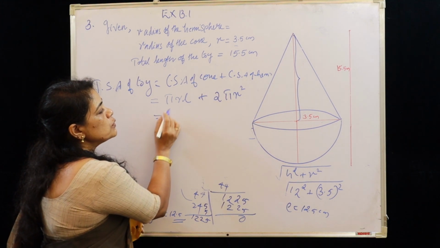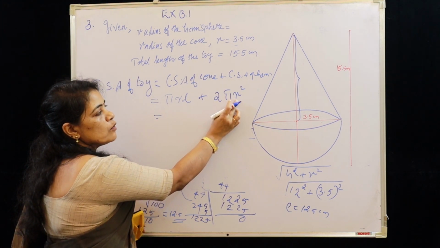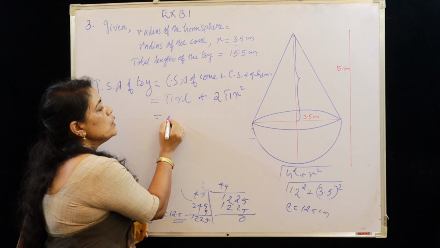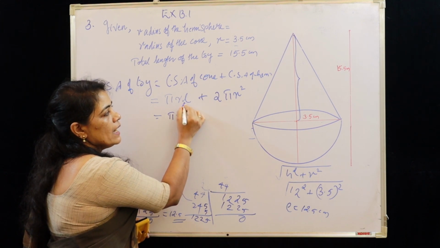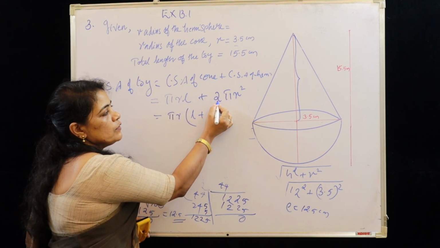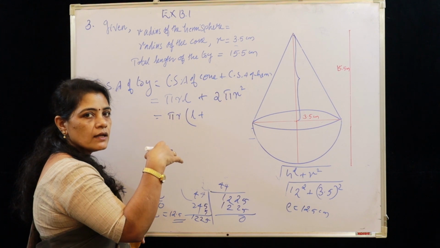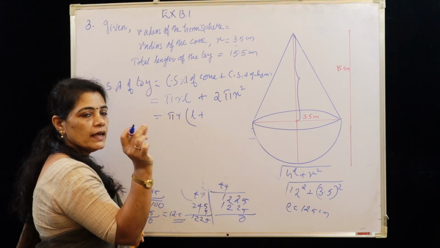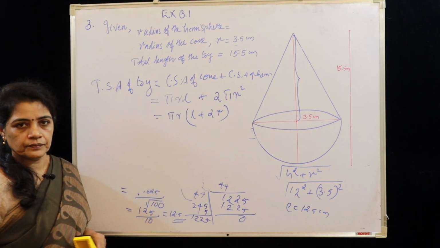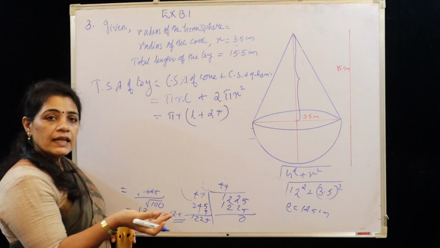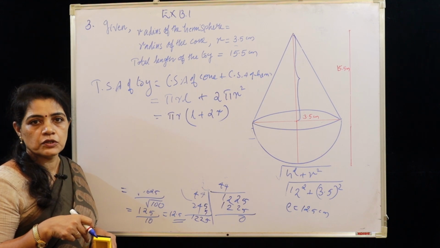So in pi R and here also pi R, being the same radius, you can take pi R common. So in the bracket you will have L plus 2R, because we have taken out only pi R, and R square is there, so R remains, and the 2. So 2R remains in the second term. In the next step we are going to substitute the values.